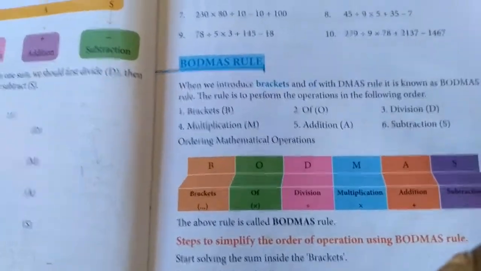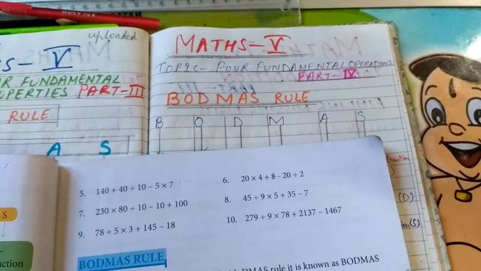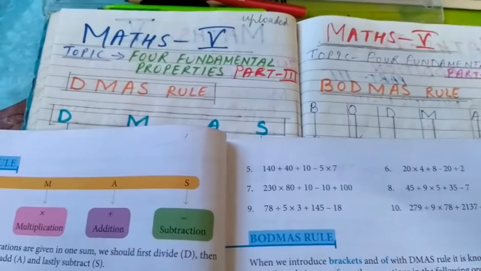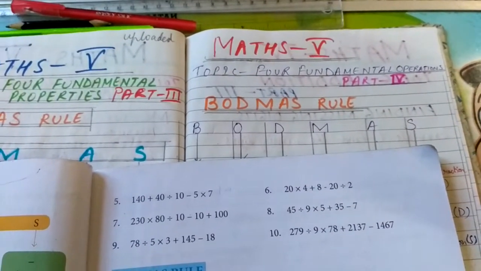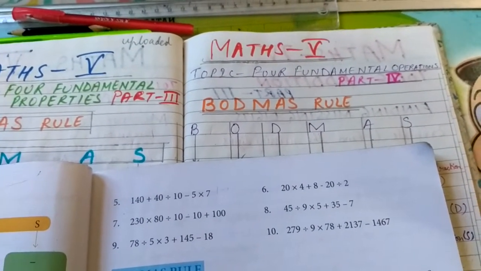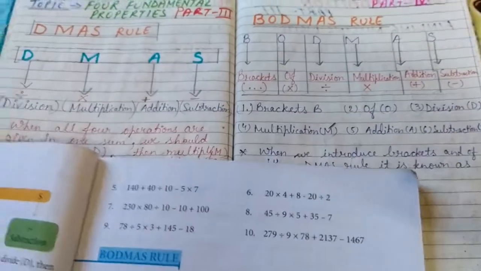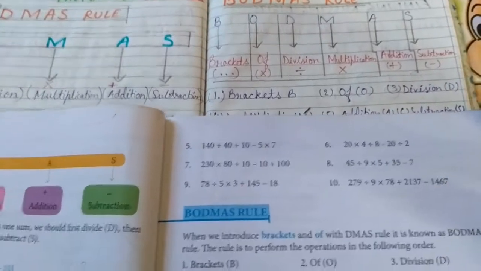Now this is part 4 of this chapter video, and here you can see I have written BODMAS rule. We have already studied the DMAS rule. Now it is the BODMAS rule. Two more letters, B and O, have been added to DMAS. So now let's see what this BODMAS rule tells us.